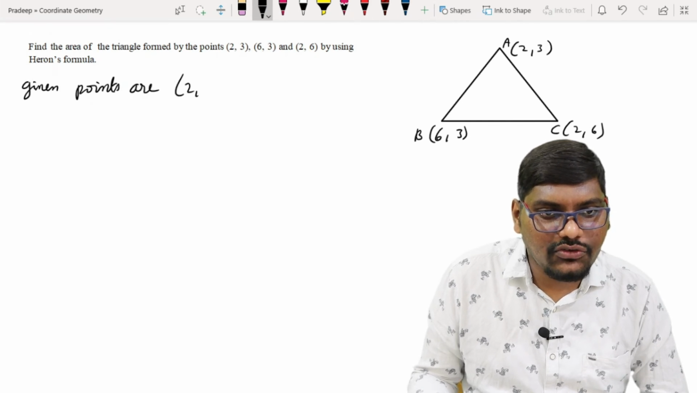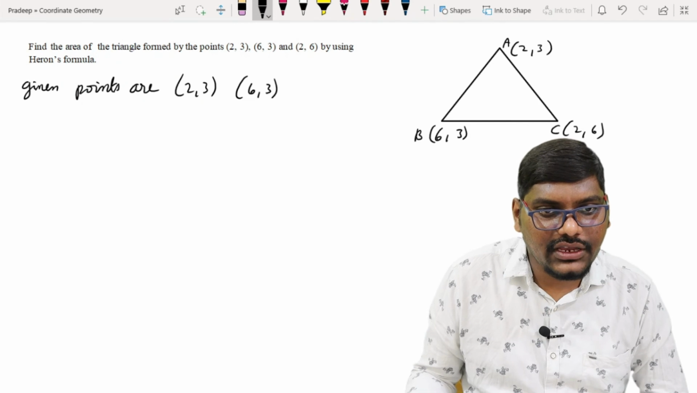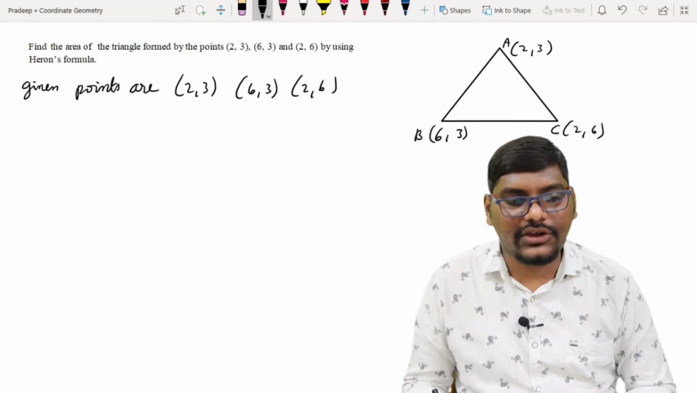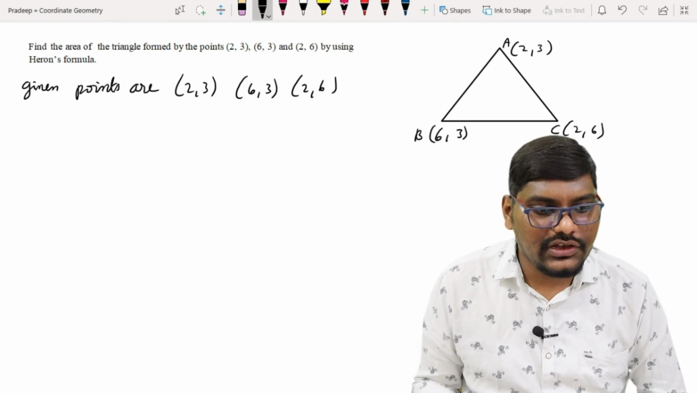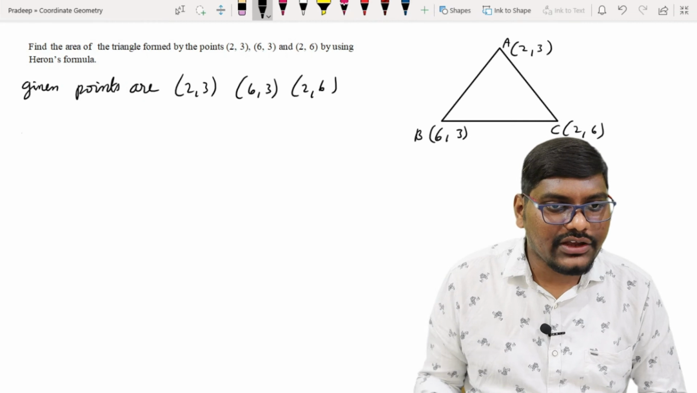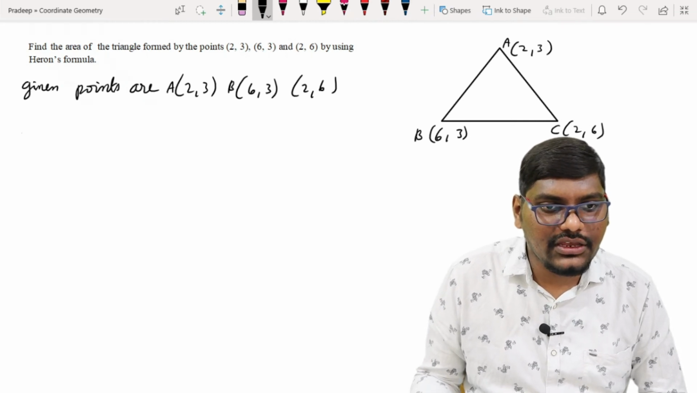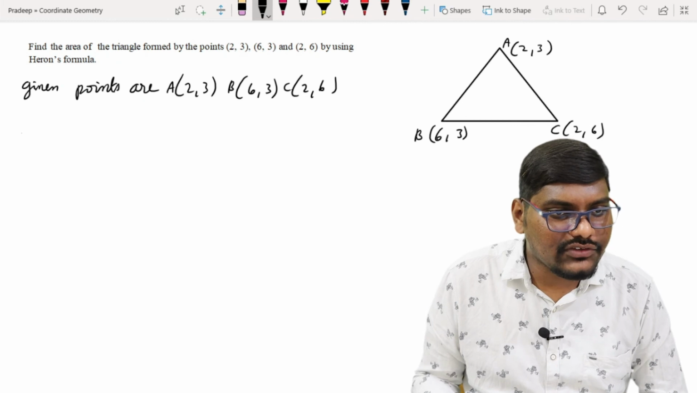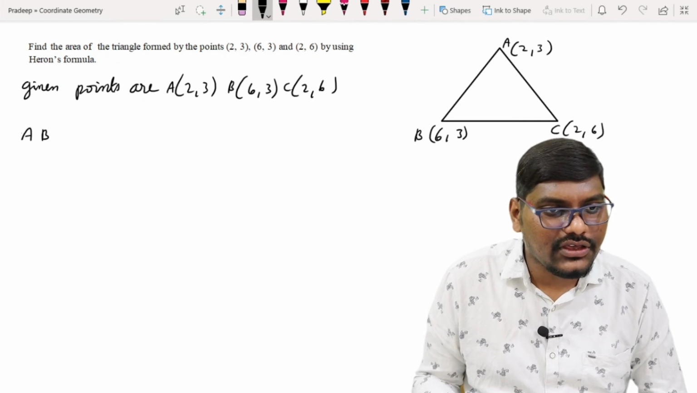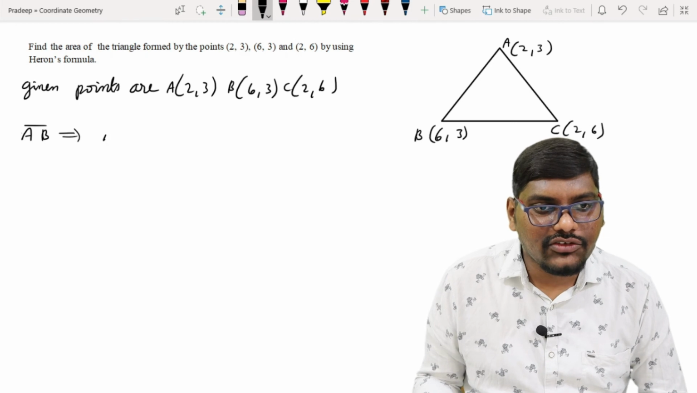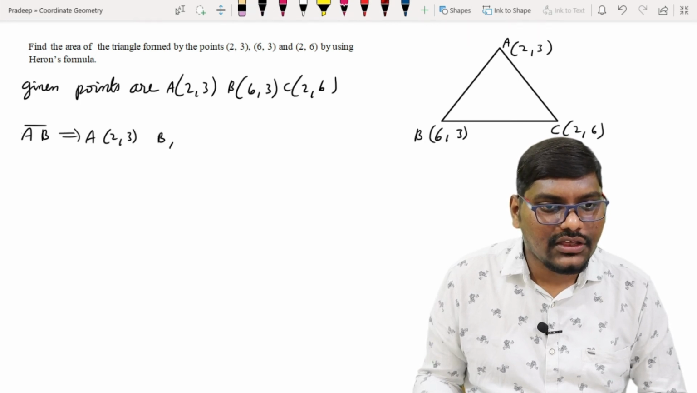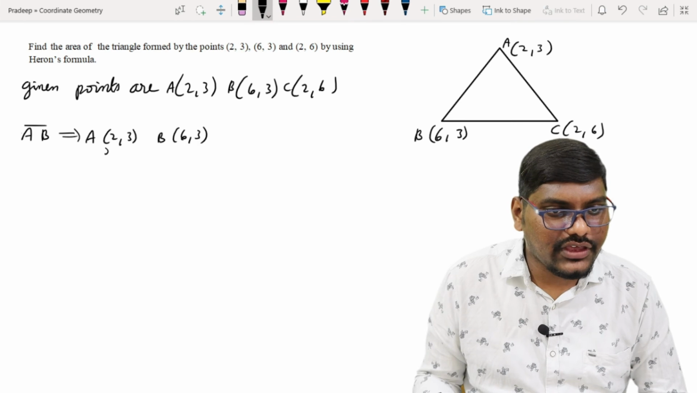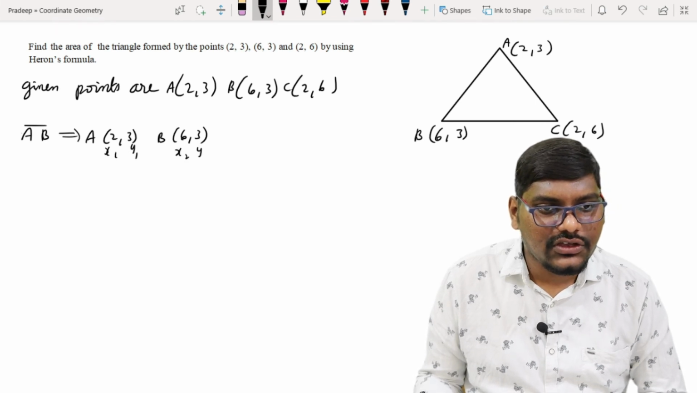what are the points? (2, 3), (6, 3), (2, 6) are the given points. So we'll find the distance between all these points. We'll use the distance between 2 points formula. So this is A, then this is B and this is C. I can first find the AB distance. So for line segment AB, the point A is (2, 3) and the point B is (6, 3). So in such a case, this is x1, this is y1, this is x2, this is y2.